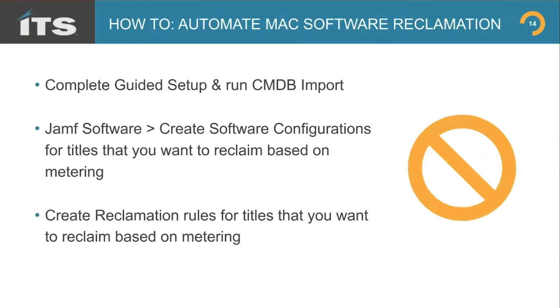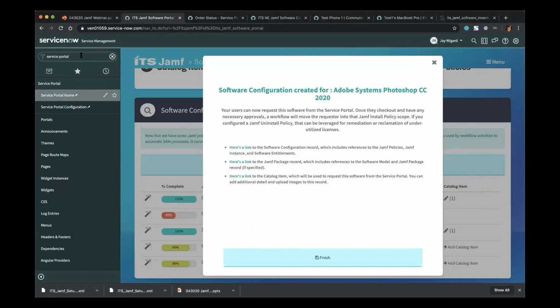Now let's take a look at how we can automate the inverse of that, the software reclamation. We pretty much have to have done everything that we've demonstrated so far. We need that basic guided setup, that hardware and software CMDB import, to complete successfully. We need to create software configurations for any of the titles that we want to be able to reclaim. And then we need to create reclamation rules within ServiceNow for the titles that we want to reclaim based on the metering. This is how we can reclaim the underutilized software licenses.